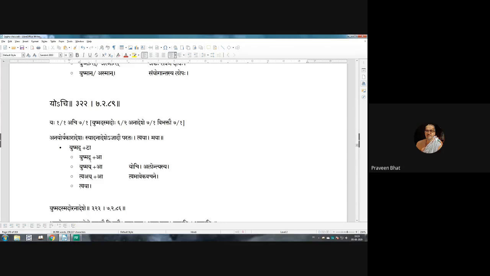So what will happen here? The dakara of yushmad will be replaced by yakara by this Yochi sutra, and by alontyasya you will get yushmai plus a. Then ma parantasya tvamau ekavachane: since this is ekavachana, you will get tva and ma adesha. For yushmad you will get tva and for asmad you will get ma. So here we got tva plus a. If you replace yushmai up to ma paryanta, i will remain. So you'll get tva plus i plus a. Here ato gune will apply, and just by ato gune you will get tvaya.